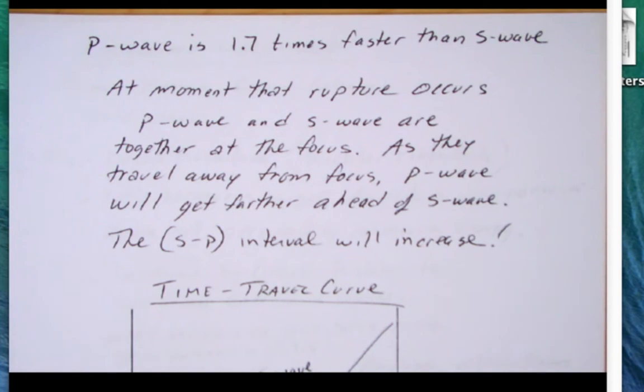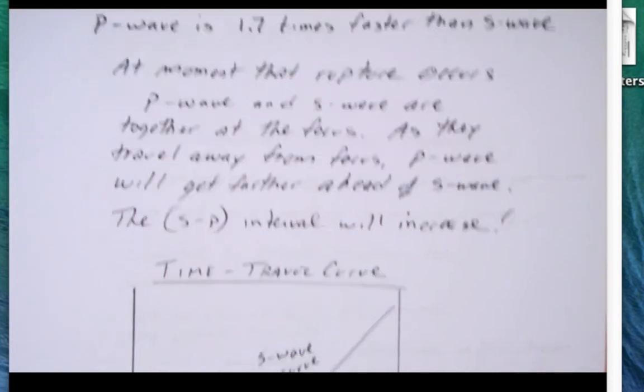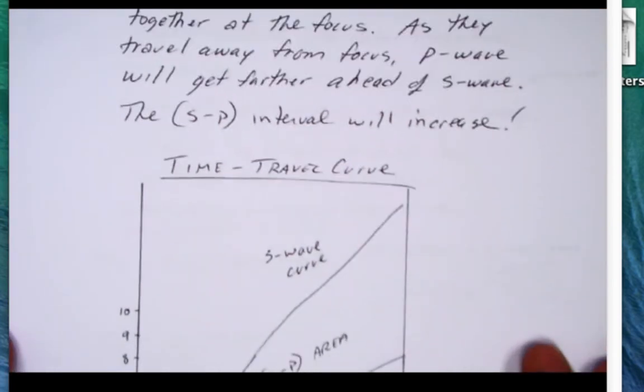As they travel away from the focus, the P wave will get farther ahead of the S wave, and so the S-P interval will increase. In other words, the farther the recording station is from the epicenter, the longer the S minus P time interval. We can make a curve. It's called the time travel curve.